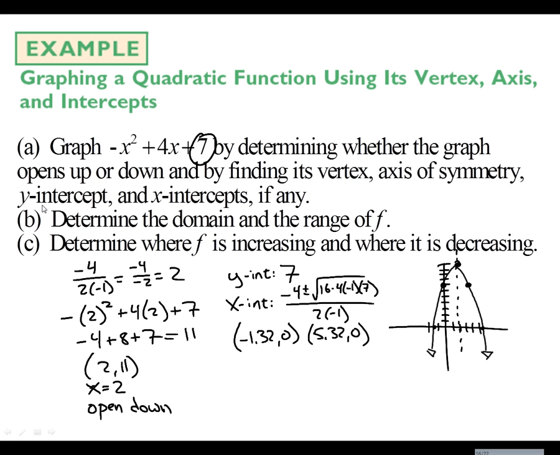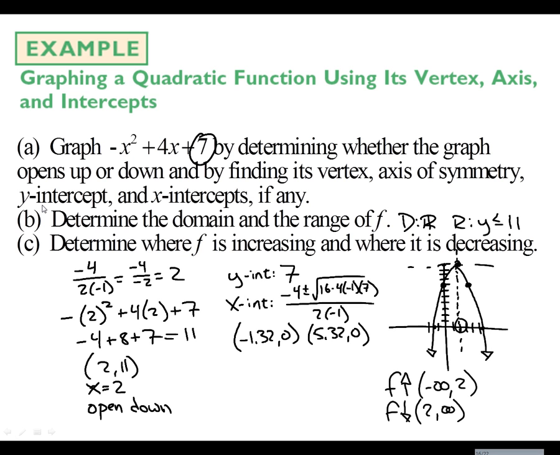And there we've got a beautiful quadratic equation. Our domain is all real. Our range is y is less than or equal to 11, the highest point. We are increasing from negative infinity to 2. We are decreasing from 2 to infinity.